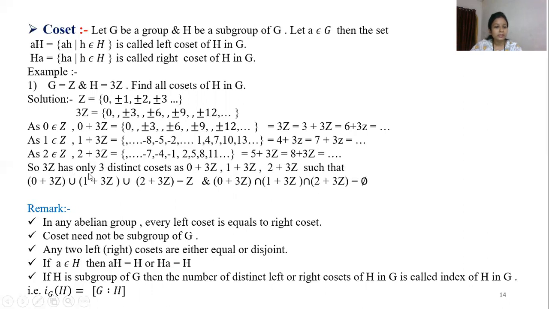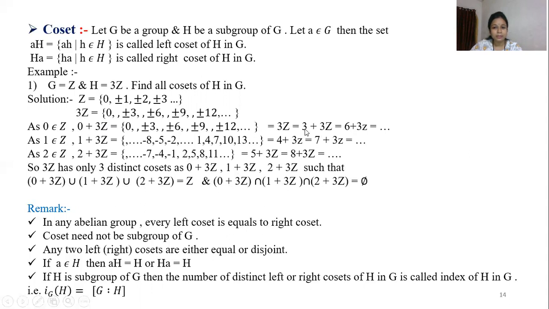Therefore, 3Z has only 3 distinct cosets. That is 0 plus 3Z, 1 plus 3Z, 2 plus 3Z. If we take the union of all three sets, 0 plus 3Z, 1 plus 3Z, 2 plus 3Z, it gives the whole group Z. And if we take the intersection of all these, you can observe there is no element common to all three cosets, so it is empty. With this property, we can conclude that any two left cosets of H in G are either equal or disjoint.